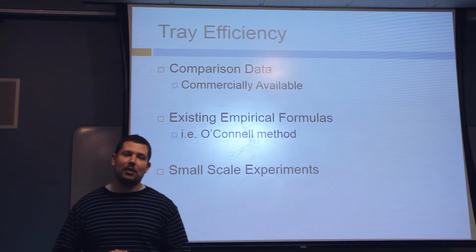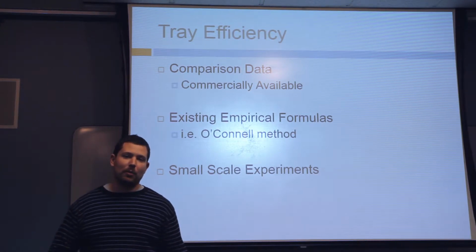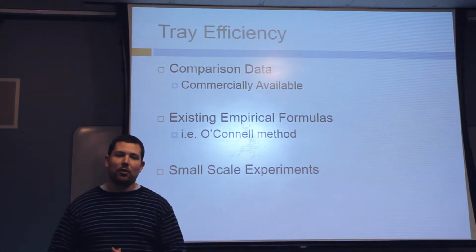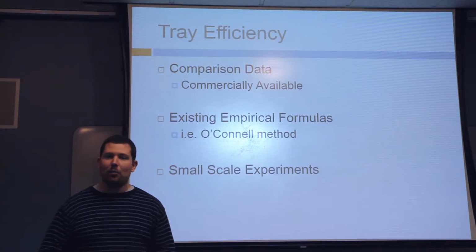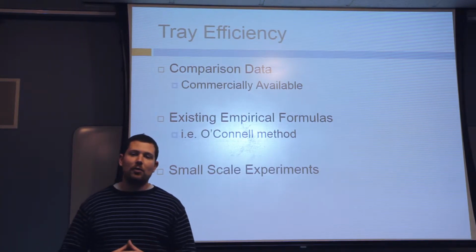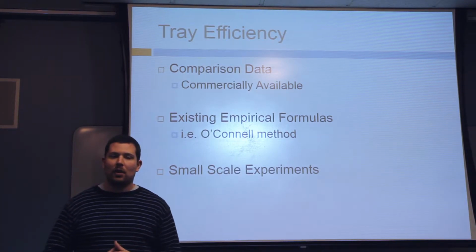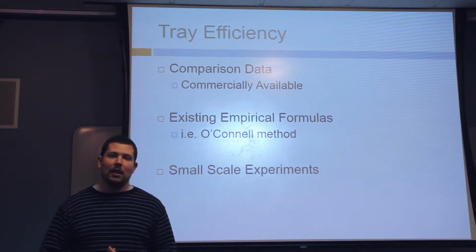To estimate your tray efficiency, you can obtain commercially available data. You can also construct your own small-scale columns and hope that they scale up right, or you can use existing empirical equations. All of them have their advantages and disadvantages, and sometimes more than one option can be used.